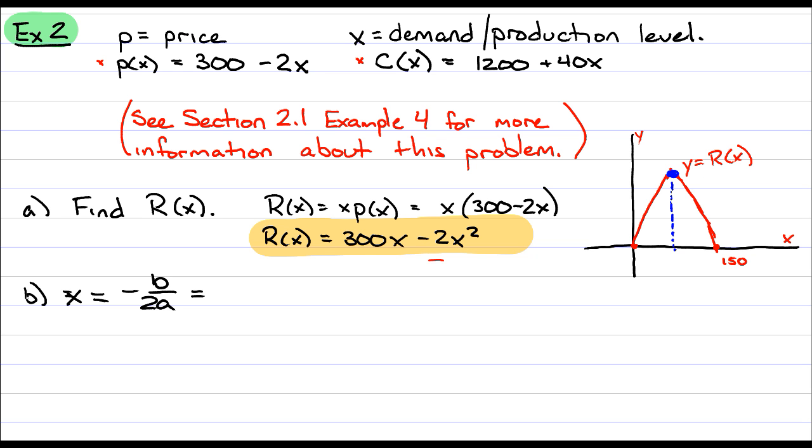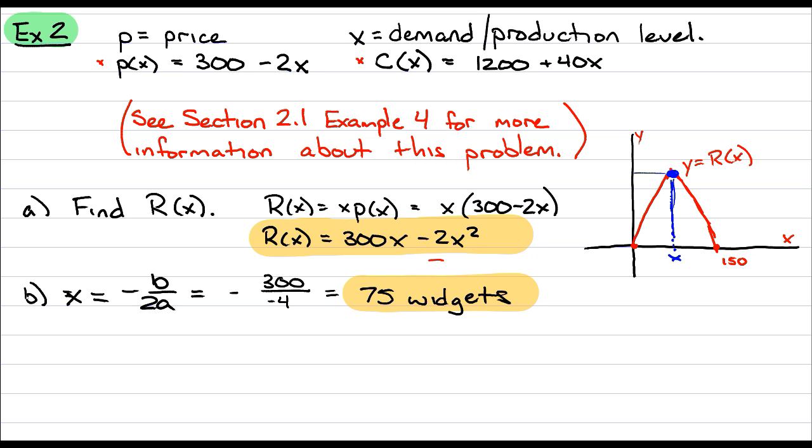So my b in this case is 300, so I have minus 300. A is minus 2, so I have negative 4 down here. The negatives cancel. 300 over 4 is 75. So 75 widgets is the production level at which we see a maximum profit, the largest possible profit. Now, that's only the x-coordinate for the vertex. Like I mentioned before, the x-coordinate of this vertex gives us the production level that maximizes profit, but the y-coordinate is going to give us the actual maximum profit.